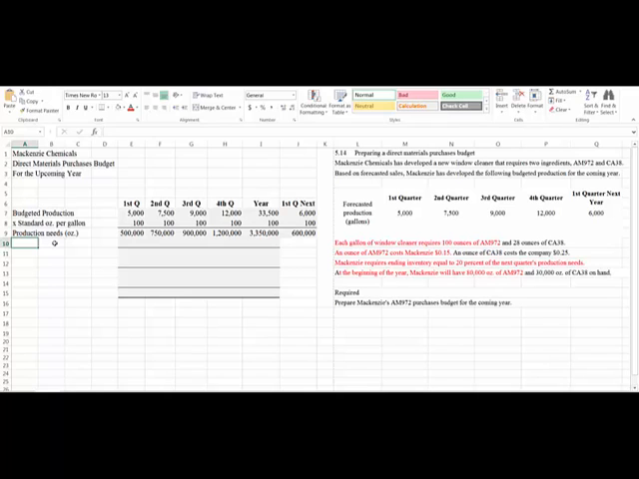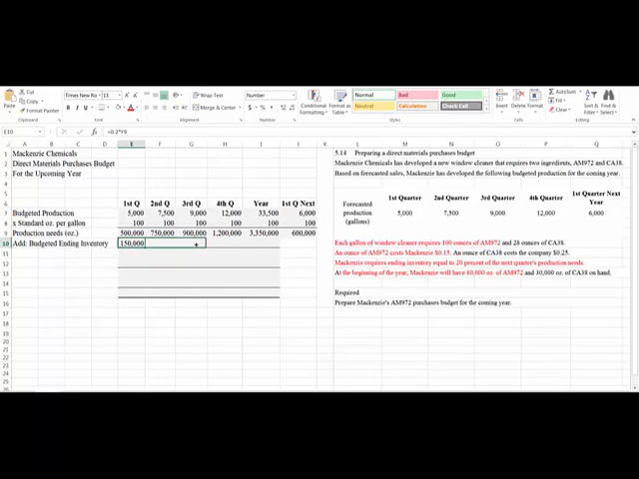our total needs, and then we're going to add to that how much ending inventory we want at the end of each quarter. So let's add our budgeted ending inventory for each of these periods. Our ending inventory is usually defined as a percentage of the following quarter's or the following month's needs. In this case, it tells us they want 20% of the next quarter's production needs. So this is going to be equal to 0.2 times our following quarter's production needs.